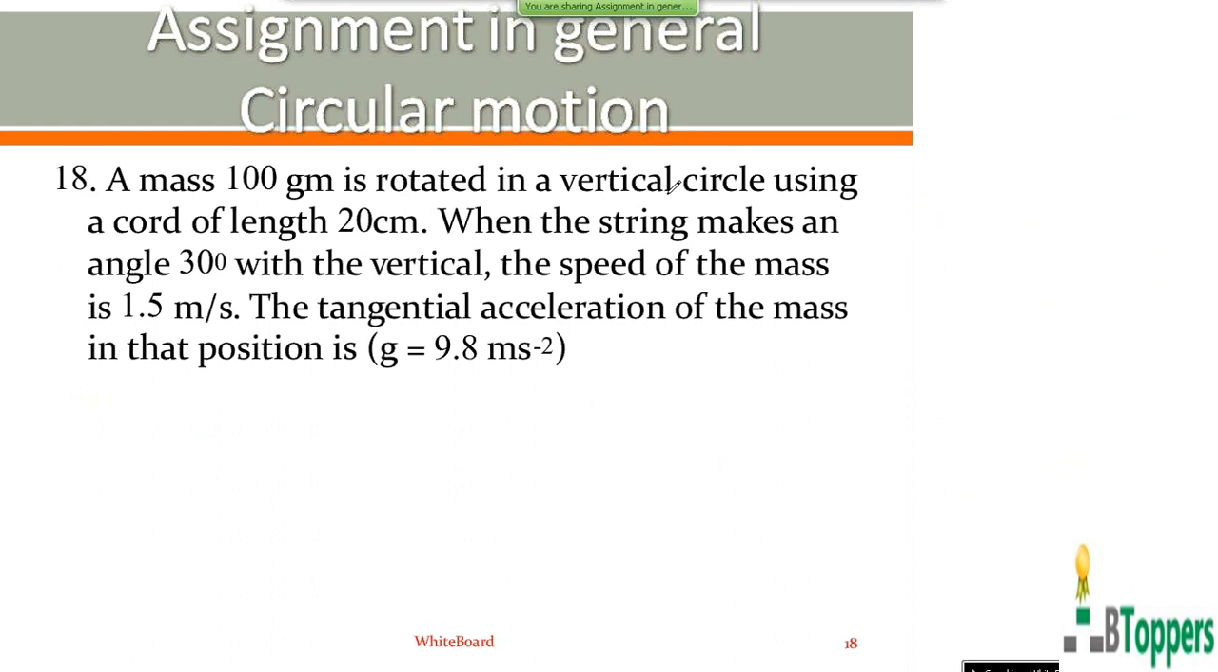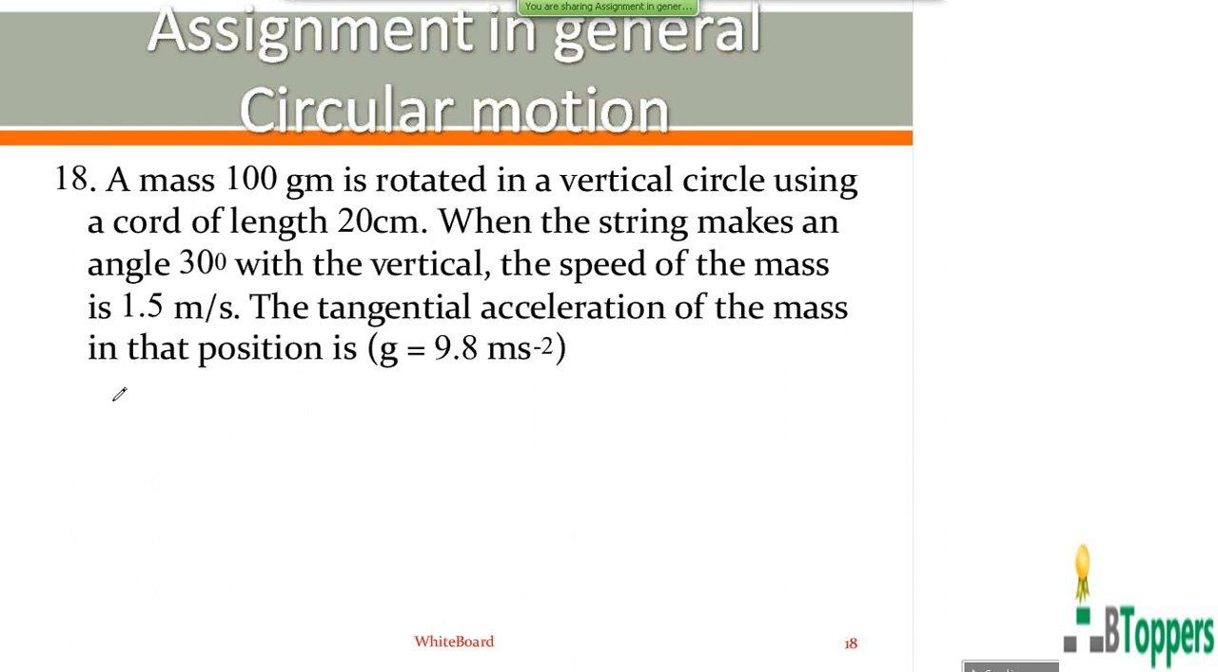A mass 100 gram is rotated in a vertical circle using a cord of length 20 centimeter. When the string makes an angle of 30 degrees with the vertical, the speed of the mass is 1.5 meter per second. The tangential acceleration of the mass in that position is. If you see the solution I have given for previous question, question number 17.